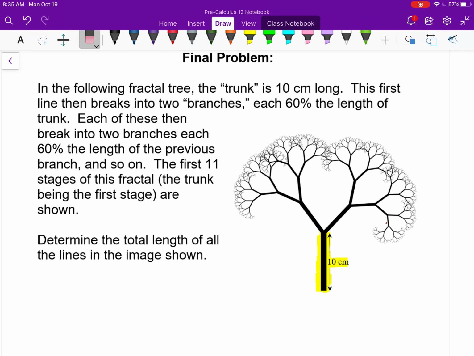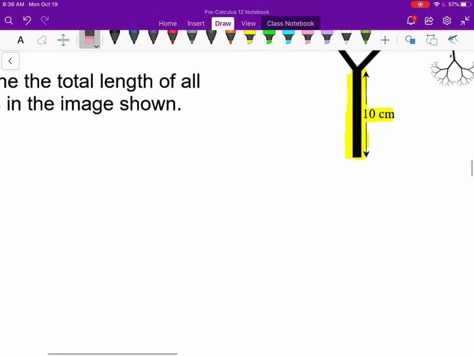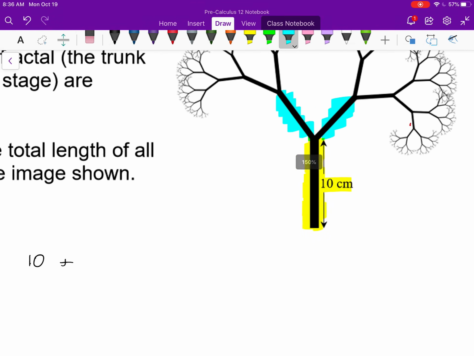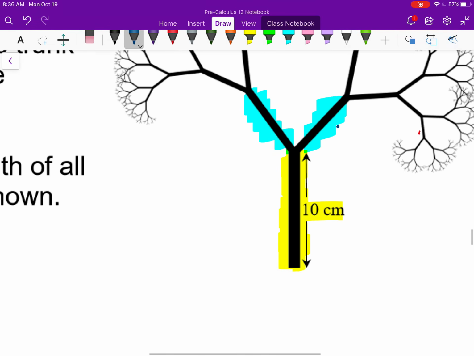Now I want the total length of all the lines on this image shown. So what is the total length of all the lines here? Well, clearly, there's a lot of lines. So I want to connect this back to a series. I need to think what the series is. My first term, I think, is fairly clearly 10 centimeters. Plus, what's my second term? Well, each of these is 60% of 10. So 60% of 10 is 6 centimeters.